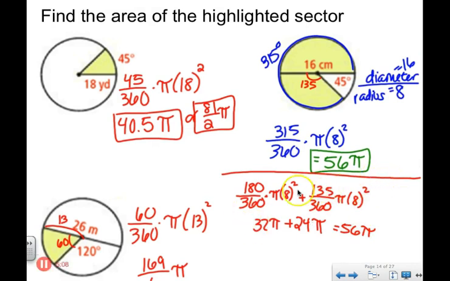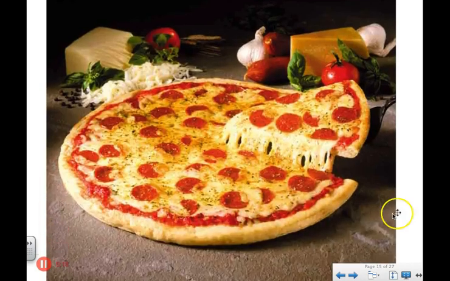So if you wanted to go about the longer way, you can, or you could have gone the quick way. But that's how you find area of a sector. So let me know if you have any questions on that. Otherwise, it's time to get hungry.